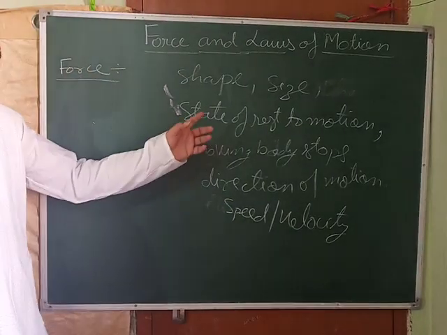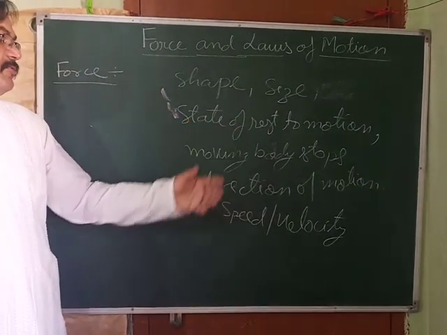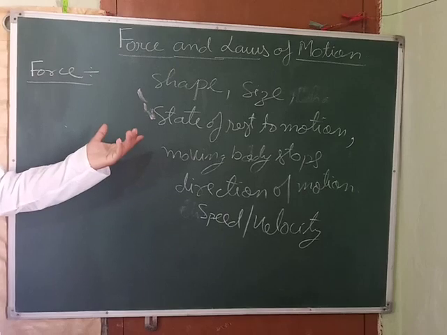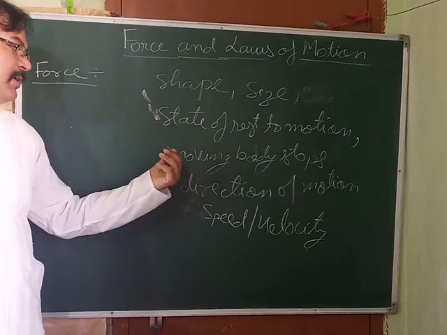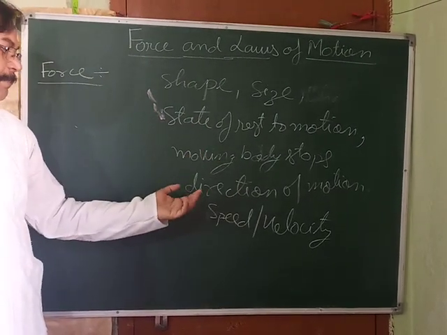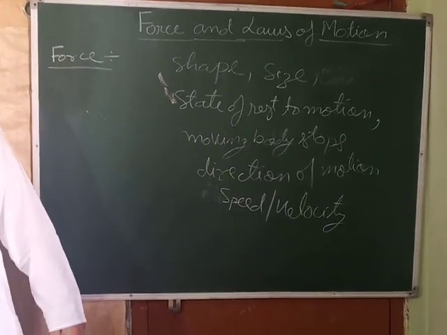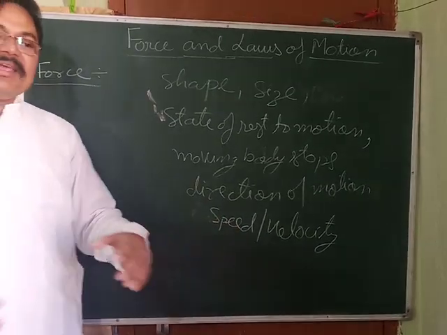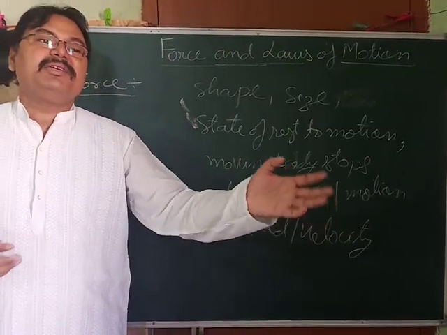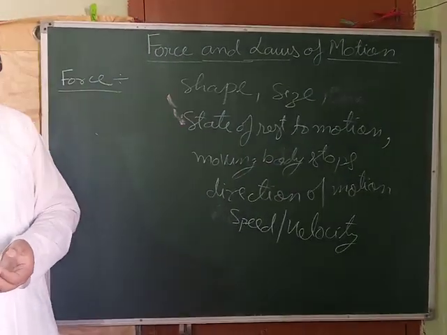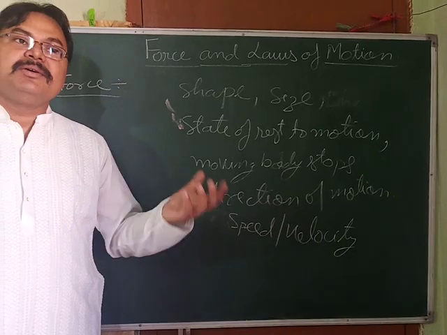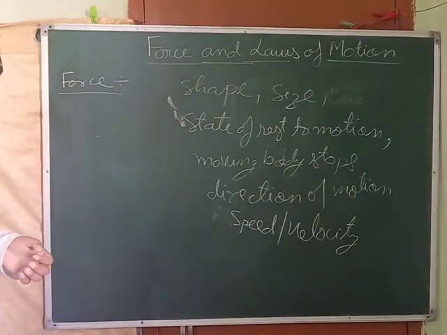So it may change shape, size, state of rest to motion of a body. Then a moving body, it can stop it. And it may change the direction of motion. It may change the speed and velocity of a body. That means it may make it move faster, or it may reduce its speed or velocity. So this type of physical quantity is called force. It is a vector quantity.